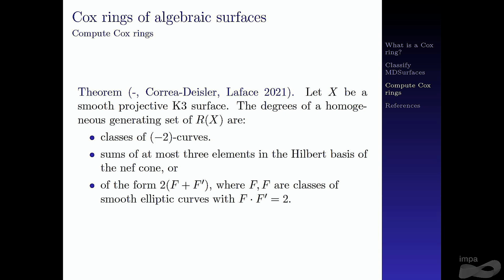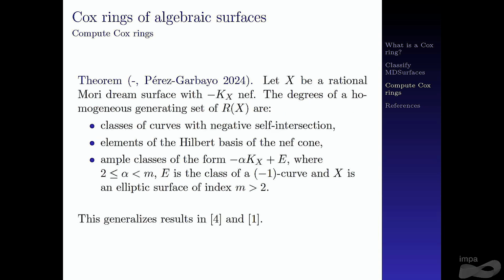After this, we decided to try with the same method, which I will describe in a moment, for rational surfaces with Nef anticanonical class with Sofia Perez Garballo, a master student in Universidad de Concepción. And the answer in this case is much better because we proved that the degrees of a homogeneous generating set are again classes of curves with negative self-intersection, so -1 or -2 curves, or elements of the Hilbert basis of the Nef cone in this case. And again, there are some exceptions, which are ample classes of the form minus alpha K plus E, where we have some condition, but they are very special.